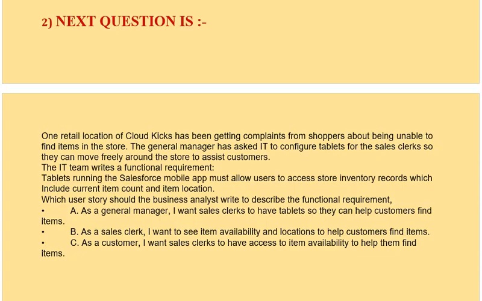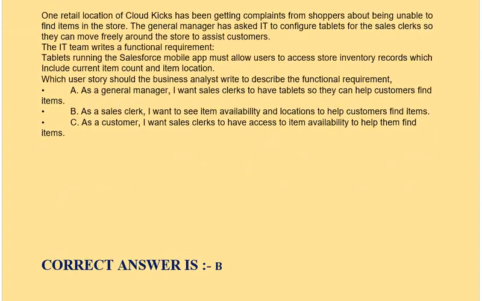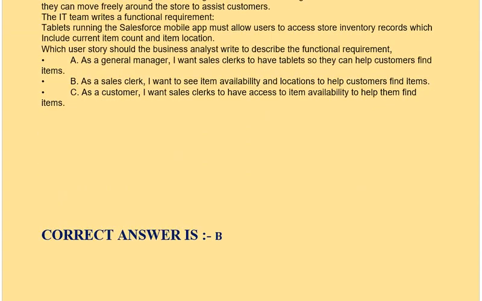Option A, as a general manager, I want sales clerks to have tablets so they can help customers find items. Option B, as a sales clerk, I want to see items availability and locations to help customers find items. Option C, as a customer, I want sales clerks to have access to item availability to help them find items. Correct answer is option B.